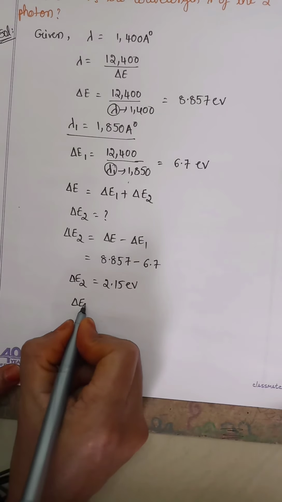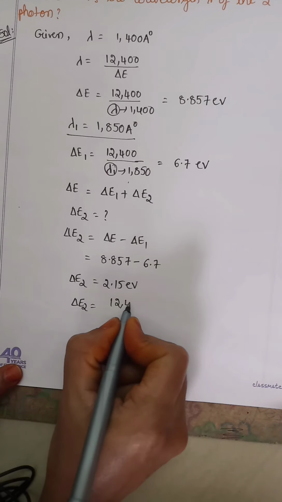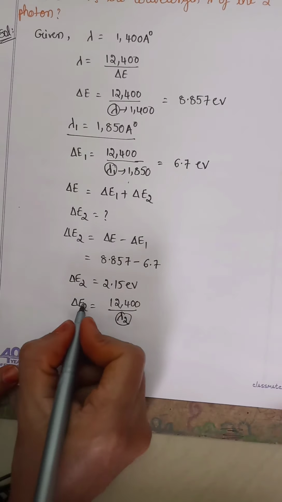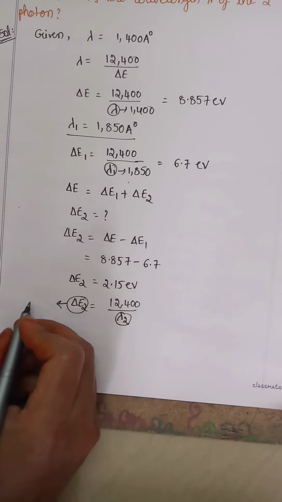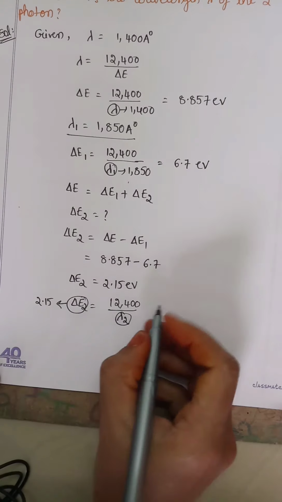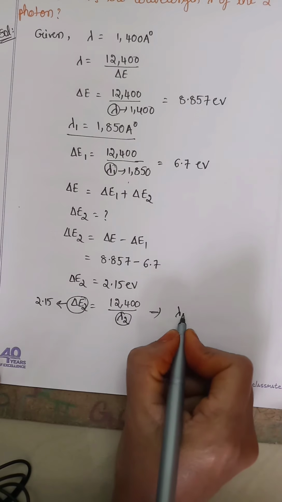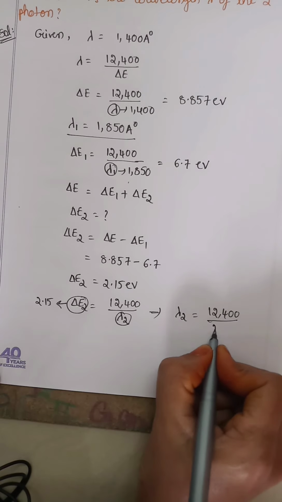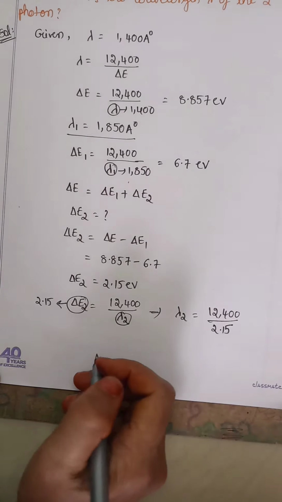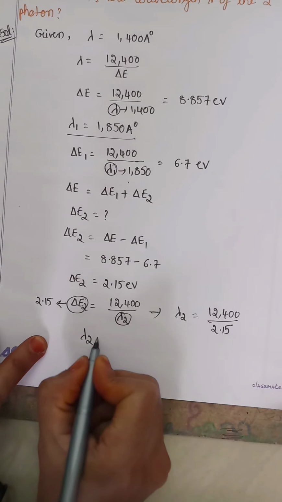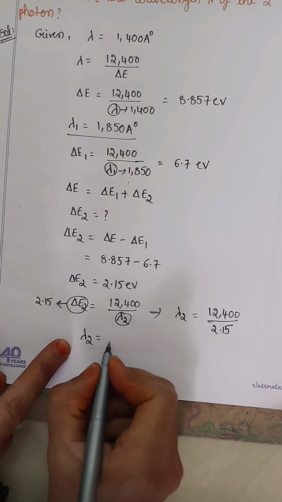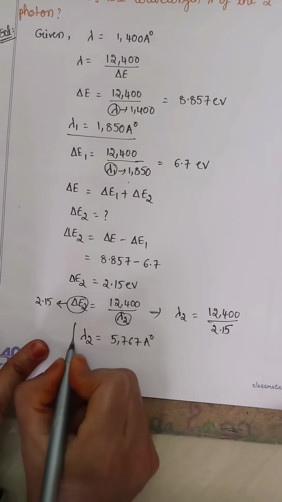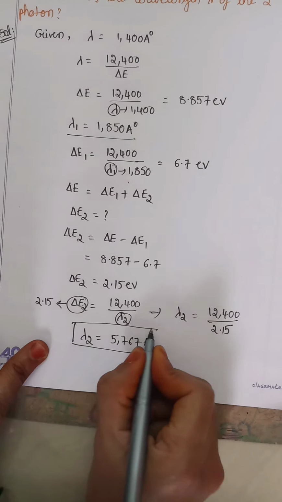Now, it is very simple to find the wavelength of the second photon. So, delta E2 is equal to, what is the formula? 12,400 divided by lambda 2. Lambda 2 we don't know, and we know here delta E2, which is 2.15. So, substitute that, we get lambda 2 is equal to 12,400 divided by 2.15. So, therefore, the wavelength of the second photon is equal to 5767 angstroms. This is our required parameter.